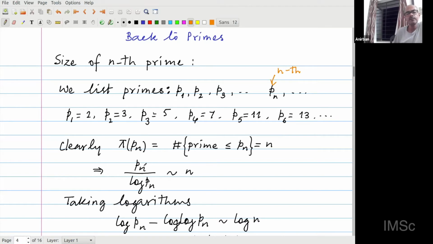Now let's look at pi of Pn. We take the nth prime and look at pi of Pn. What is it? It counts the number of primes up to Pn. Pn is the nth prime, so the number of primes up to Pn is precisely n. So pi of Pn is exactly equal to n, because there are n primes up to that.